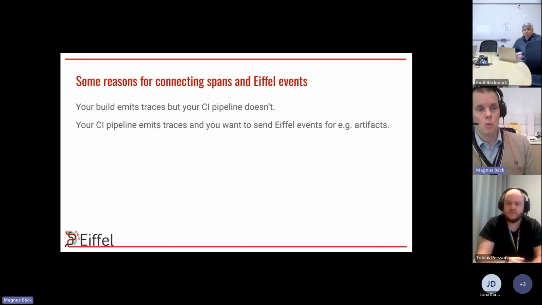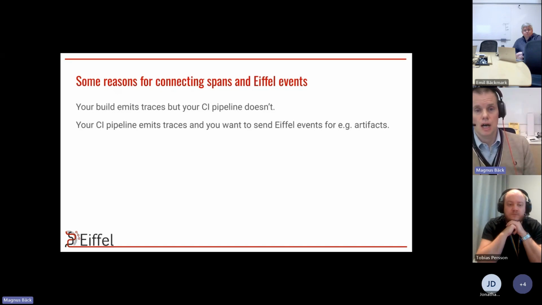You could have a case where your build emits traces. This could be very relevant if you are interested in performance profiling of your actual build. However, it could be the case that your CI pipeline does not emit traces. It might be easier for you to start with a low level support, but if you don't have support in your CI tool for emitting spans, connecting them could be more difficult.